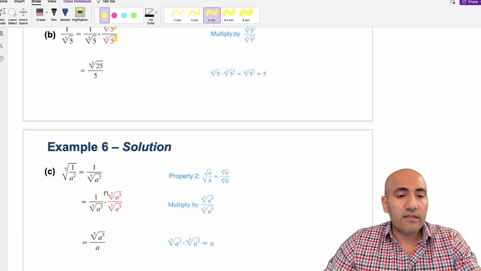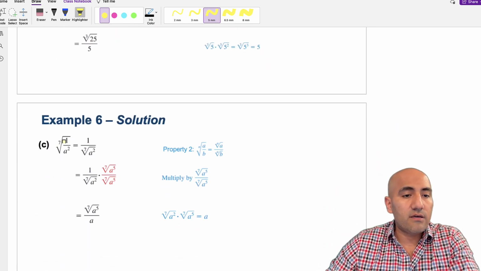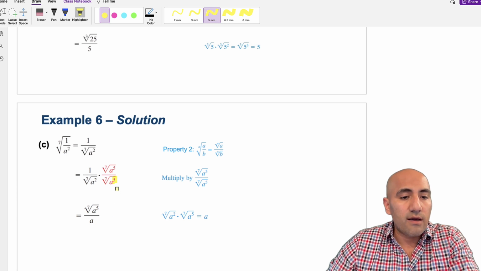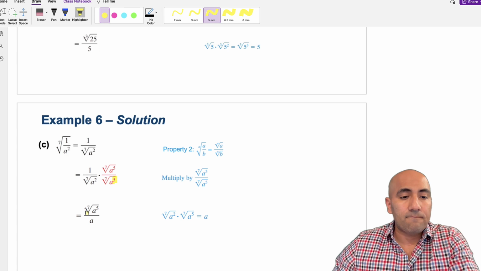And then finally, same thing, the 7th root of 1 is 1. The 7th root of a squared, good. And so now we multiply it by the appropriate power and that unlocks an a in the denominator, which gives us this guy.